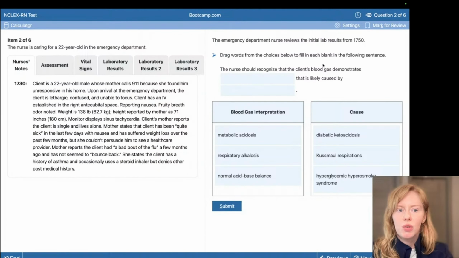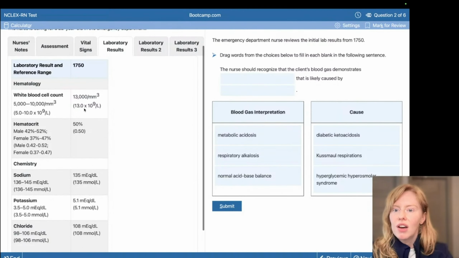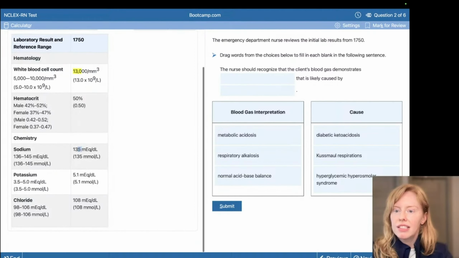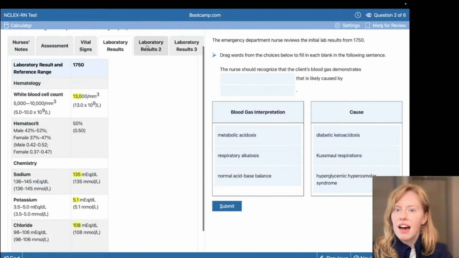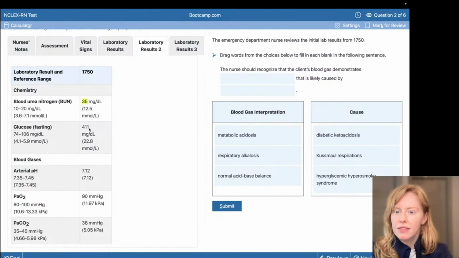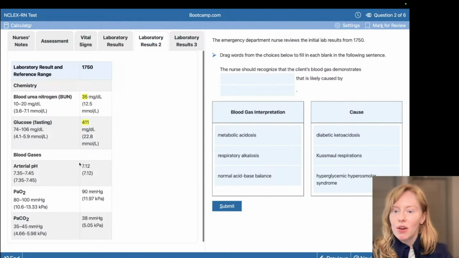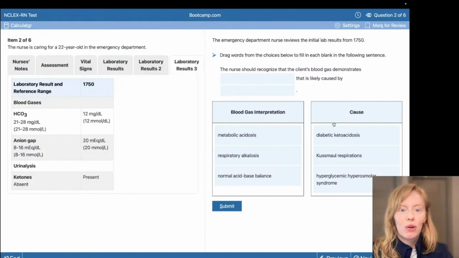Okay, we need to complete this after we get our lab results. So let's add our lab results to this mental picture. We've got a white blood cell count that's a little bit high, a normal hematocrit, sodium a little bit low, potassium a little bit high, chloride a little high, and BUN, so we've got kind of elevated labs all over the place. Our glucose is 411, or for those of you internationally, 22.8. And then we've got our blood gas. So we're going to look at this together because this question is asking us to recognize which imbalance their blood gas demonstrates and which cause is likely behind it.